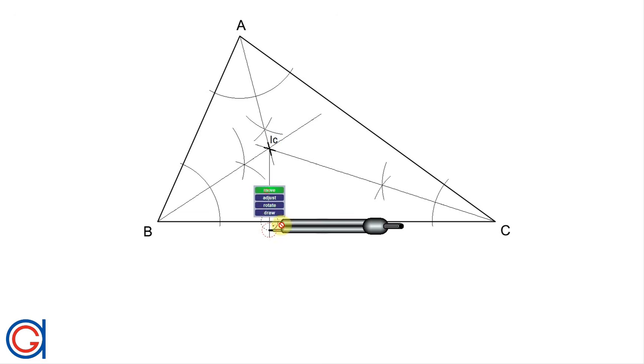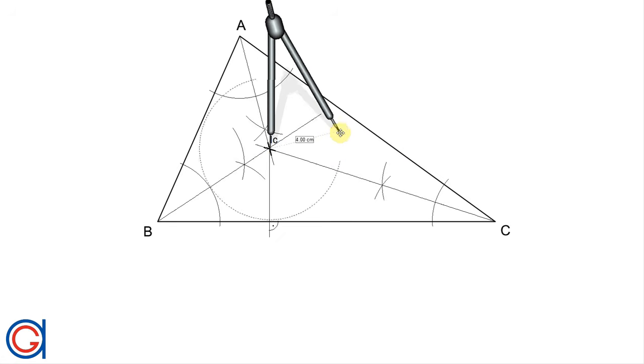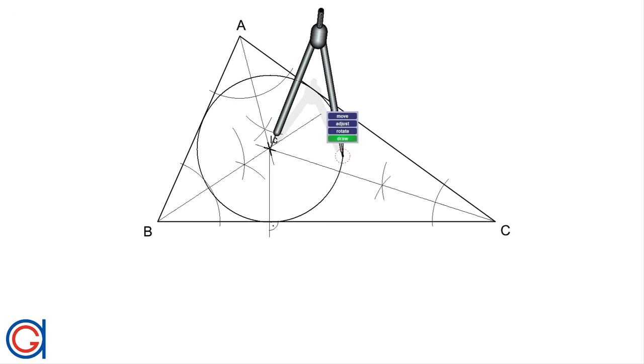So finally, setting our compass on point IC and with radius length ICT, we are going to draw the inscribed circle of the triangle, as you can see here. So here you have the incenter and the inscribed circle of the given triangle.